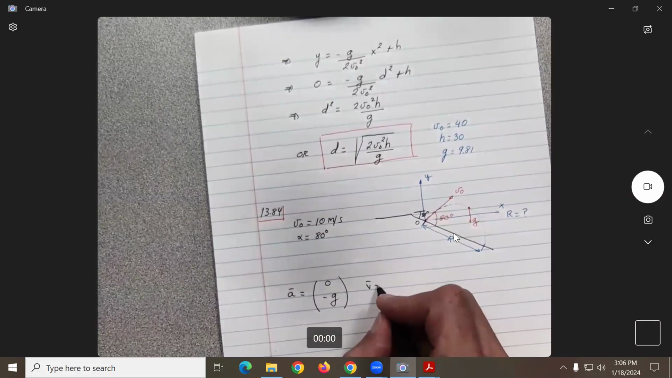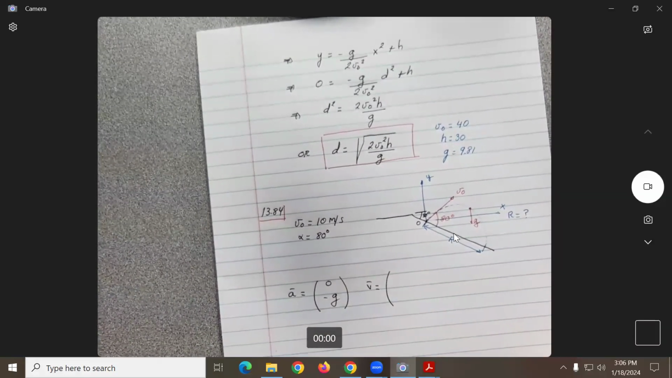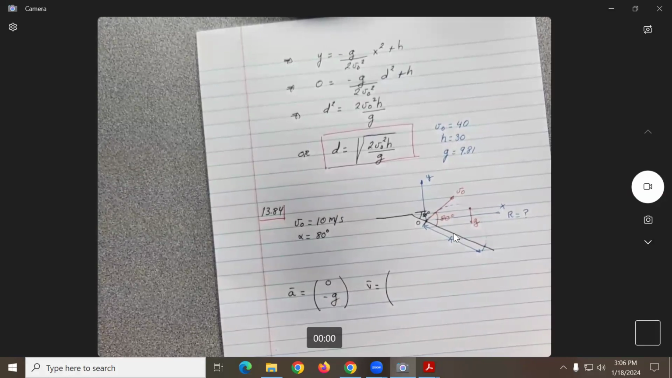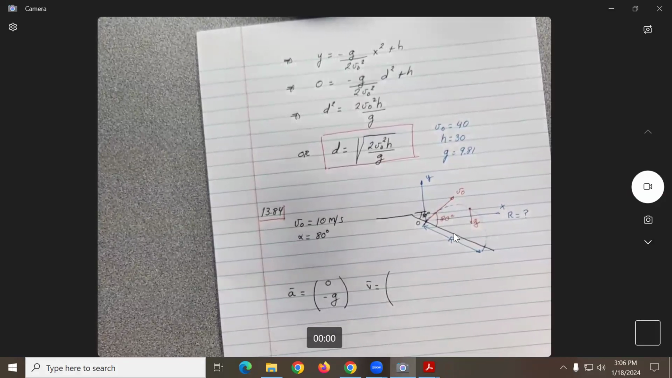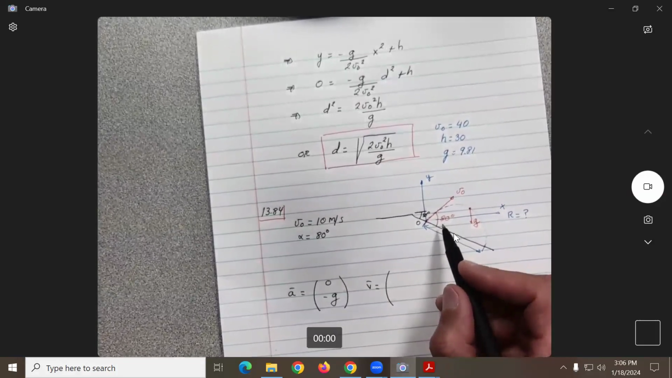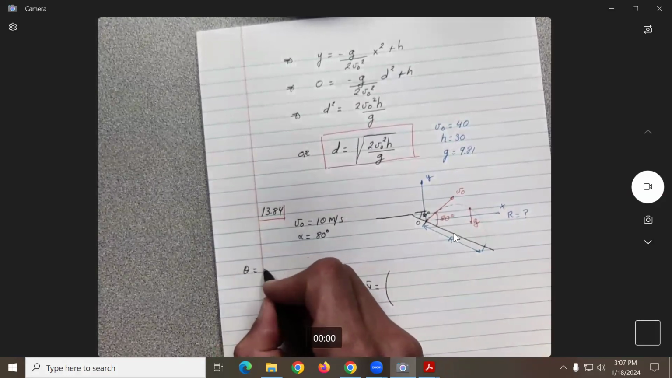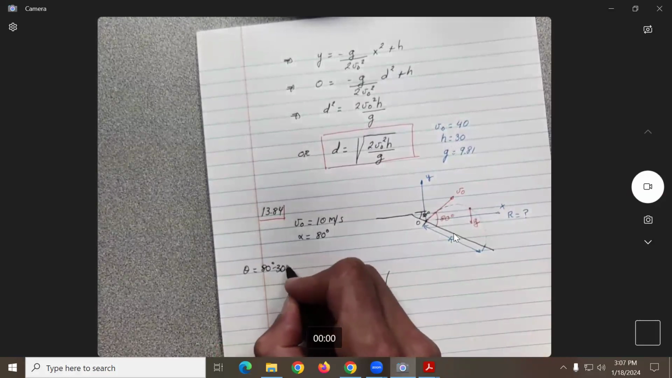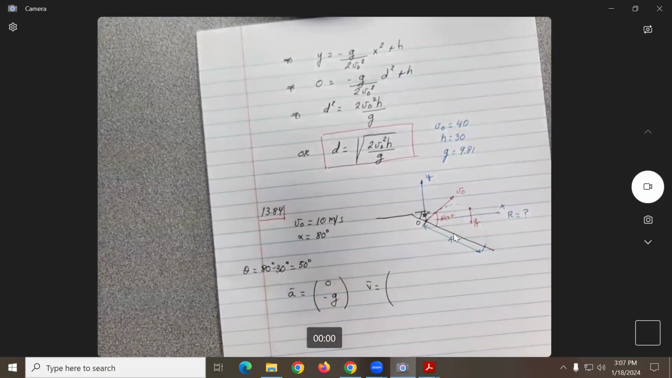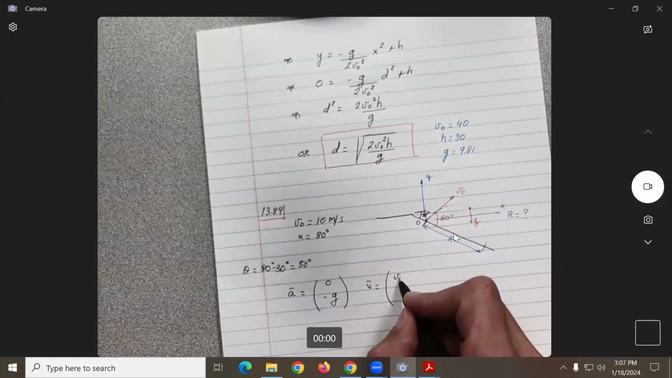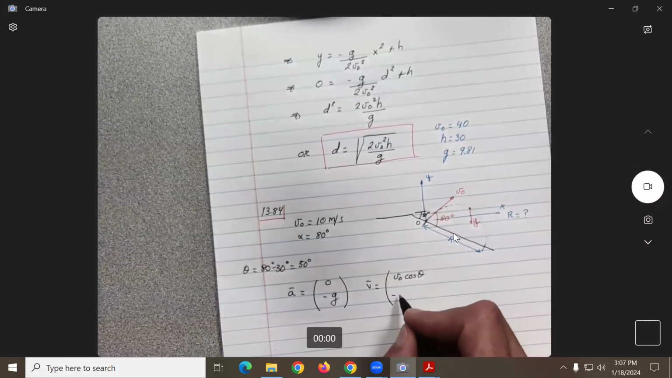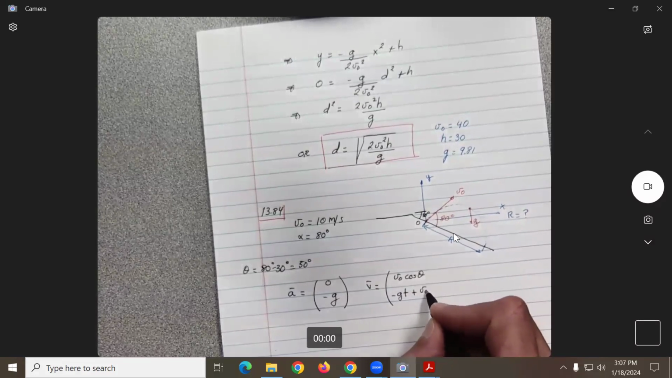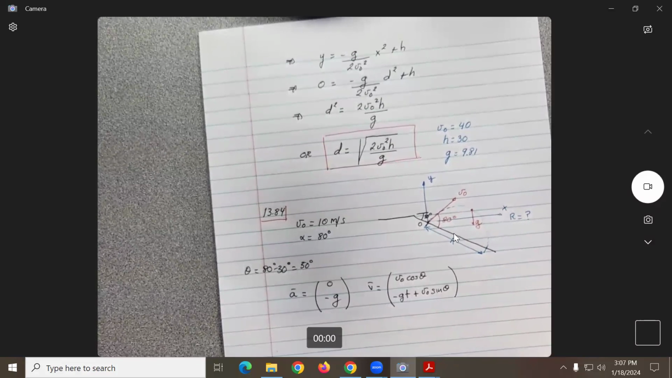V will be equal to what? The angle is alpha minus 30 degrees. So can we say theta is equal to alpha minus 30 degrees? Yes. So what would be the X component? It would be V naught cos theta. Now what would be the Y component? It would be minus GT plus V naught sine theta, so nothing changes over here.